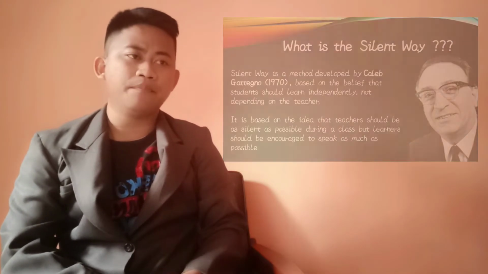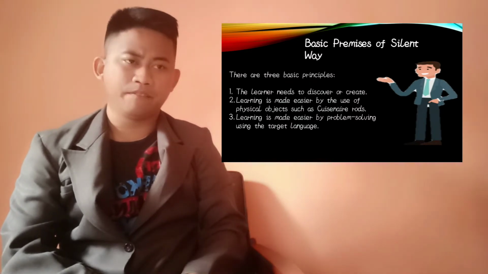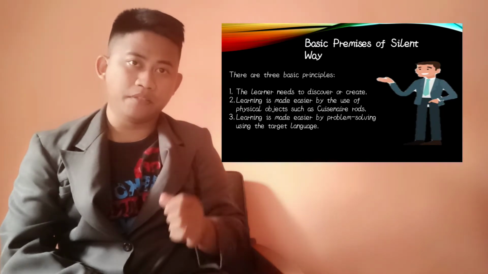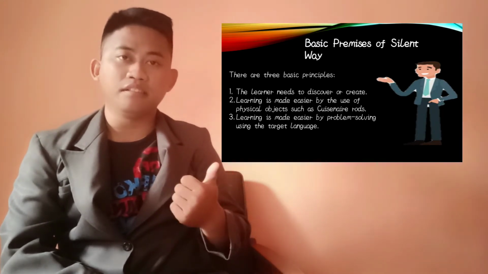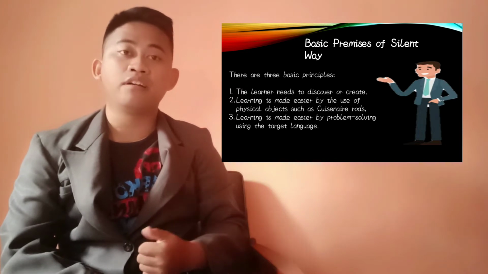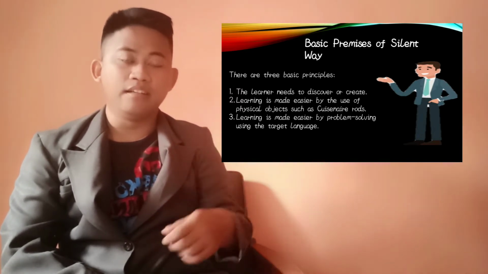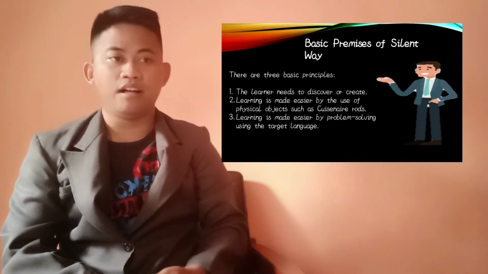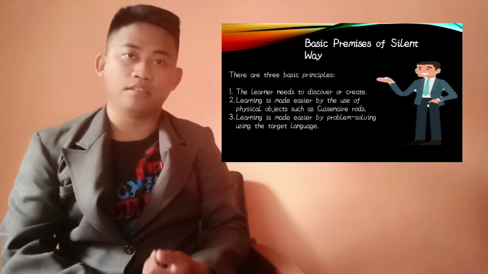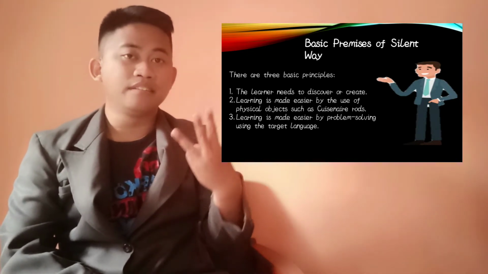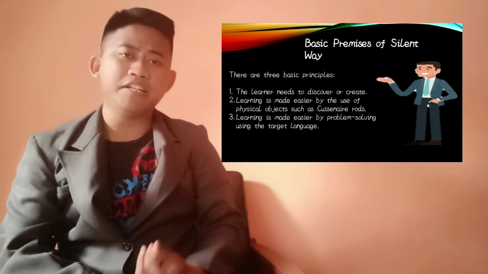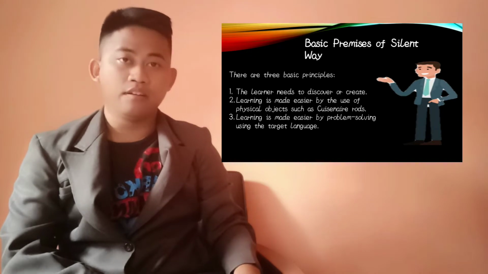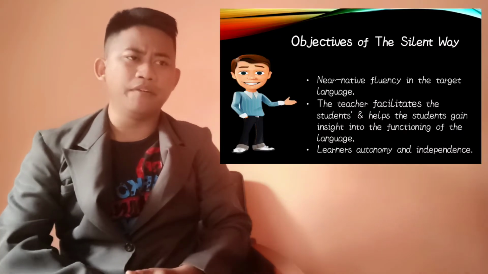So, the basic premise of the Silent Way. There are three basic principles. Look at the picture. The first, the learner needs to discover or create. The second, learning is made easier by the use of physical objects such as a Cuisenaire rod. And the third, learning is made easier by problem solving using the target language.